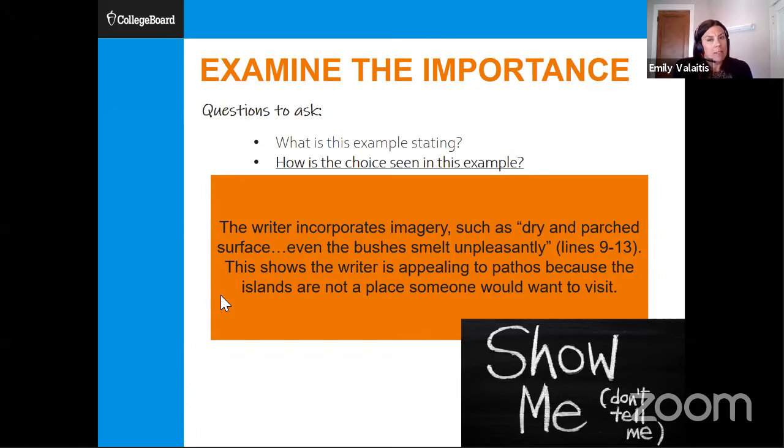I will also say, this is a pet peeve of mine, that phrase, this shows, because if you're going to say that it shows, it needs to be clear. And in this case, it's not clear to me that the writer is appealing to pathos. So make sure you're really explaining how the choice is seen in the example. Tell your reader how you want them to see that example itself before you jump into your ideas.